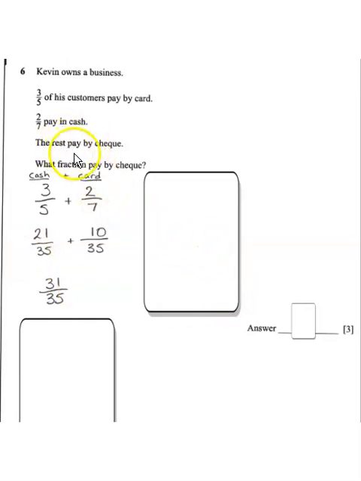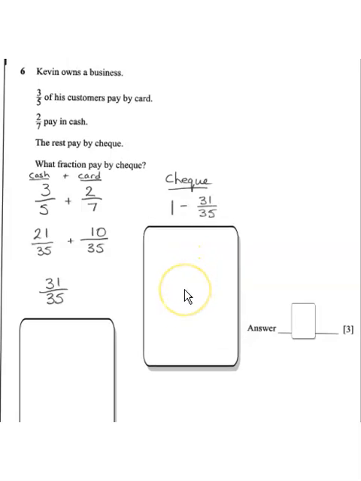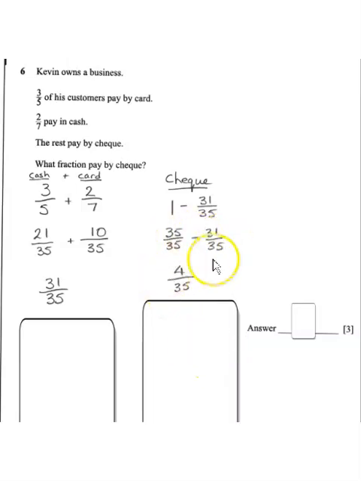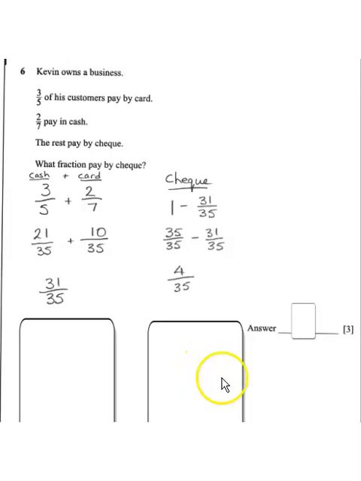Now we have to find out what fraction pay by cheque. When we look at the cheque here, it's 1 take away 31 over 35. Normally you could just say 4 out of 35, that's the answer, but this is just a longer way of doing it, just to show you how this is done. So 35 over 35, take away 31 over 35. What that is classed as is 1. And 35 take away 31 is 4 out of 35. That would be your answer. That is what's left.